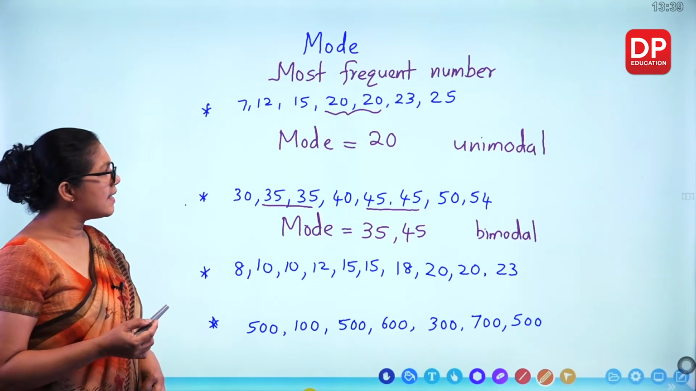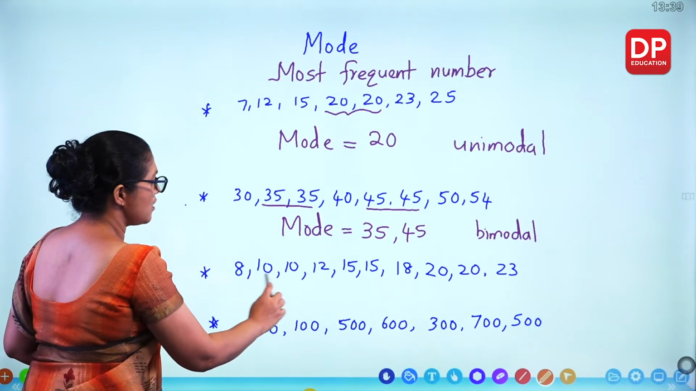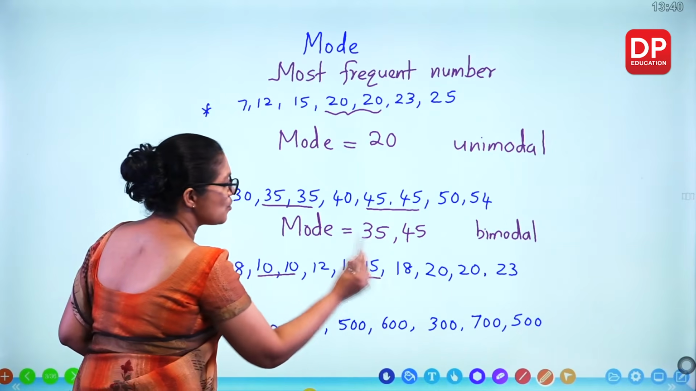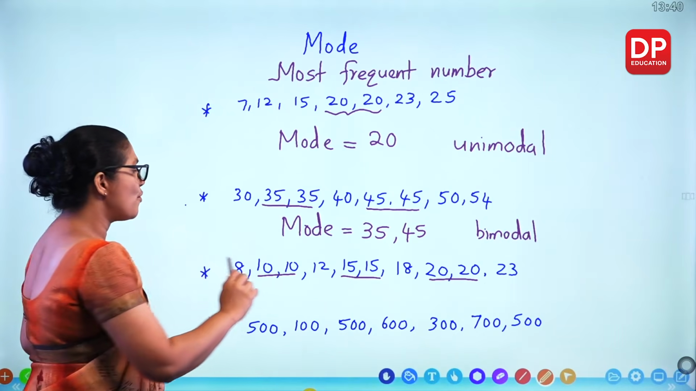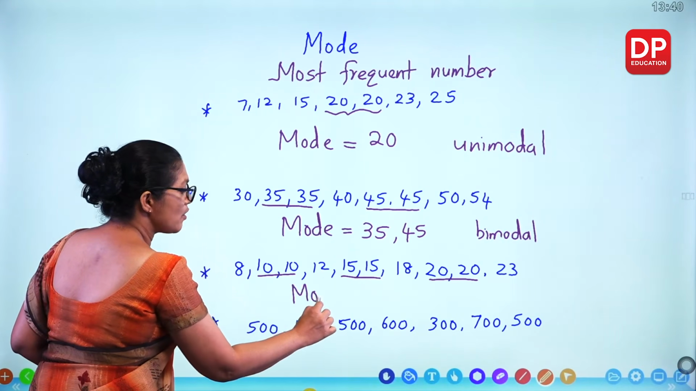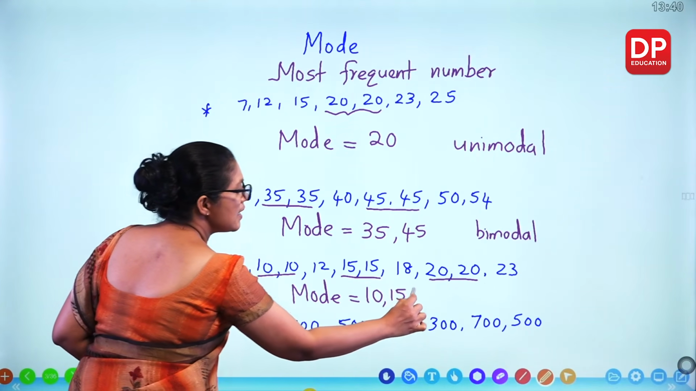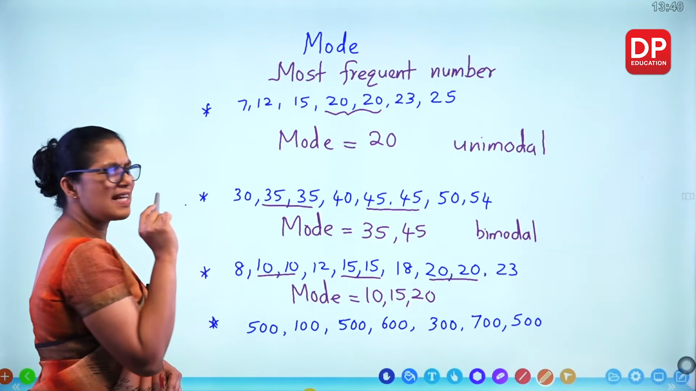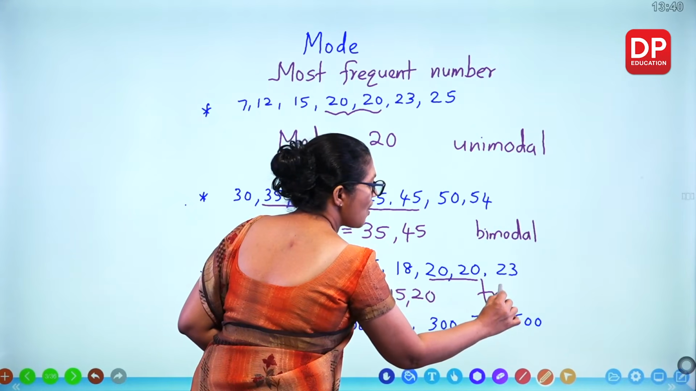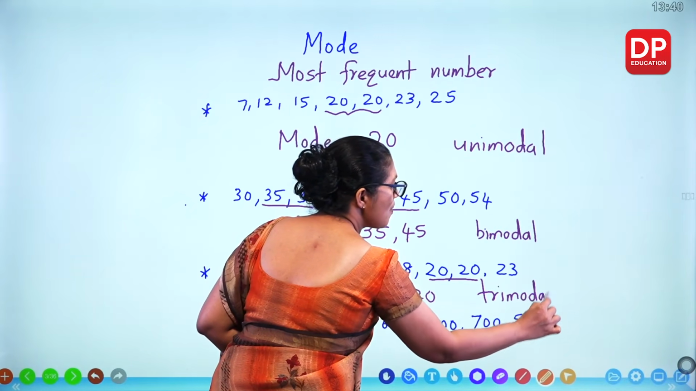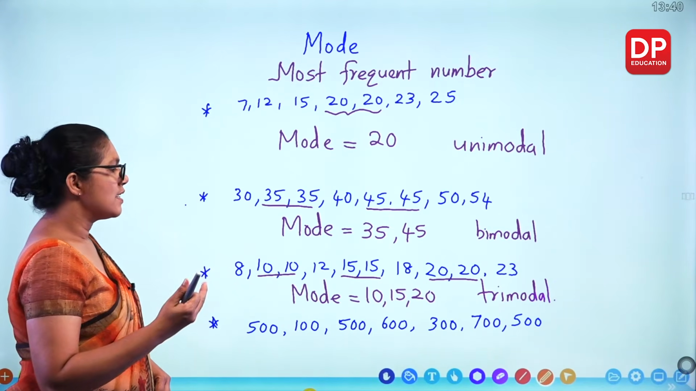Now look at the third example. What's the mode? 10 twice, 15 twice and 20 twice. Now you get 3 mode values. So you have to write all: 10, 15 and 20. So what is this data set? Trimodal data set. So you can sometimes get more mode values.